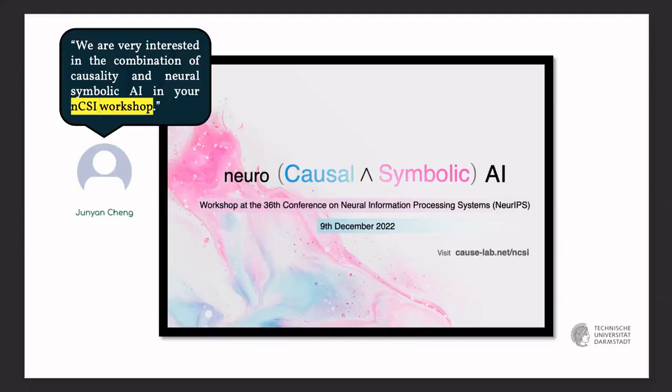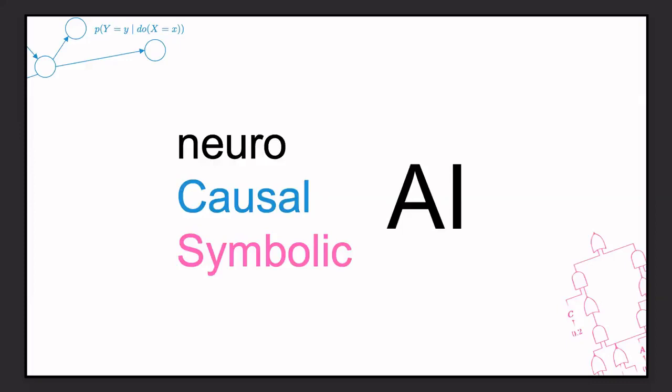So there are these three components that you have here, right? The neural, the causal, and the symbolic. I've color coded them here also with the design of the slides. So really just going through each of them for a second.